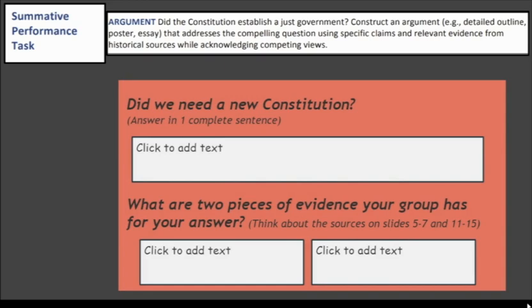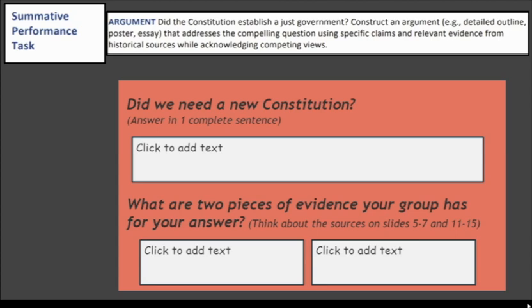Also, this is language that was intended for an 11th grade audience. So I wanted to keep the integrity of the purpose of an inquiry. And what I did was I took my compelling question, did we need a new constitution? I had them answer in a complete sentence and then give me 2 pieces of evidence for their answer.